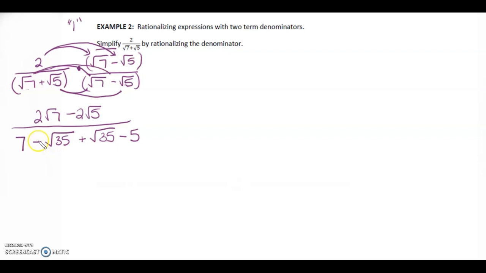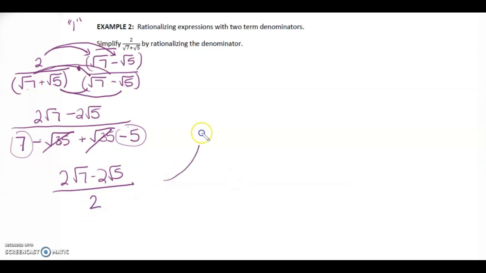Okay, so negative root 35 and positive root 35 cancel out, because remember, this is a difference of squares. So let's rewrite 2 root 7 minus 2 root 5 over, so now we have 7 minus 5. You can rewrite it and then simplify it in the next step. I'm going to go ahead and simplify it right now. So I get 2.